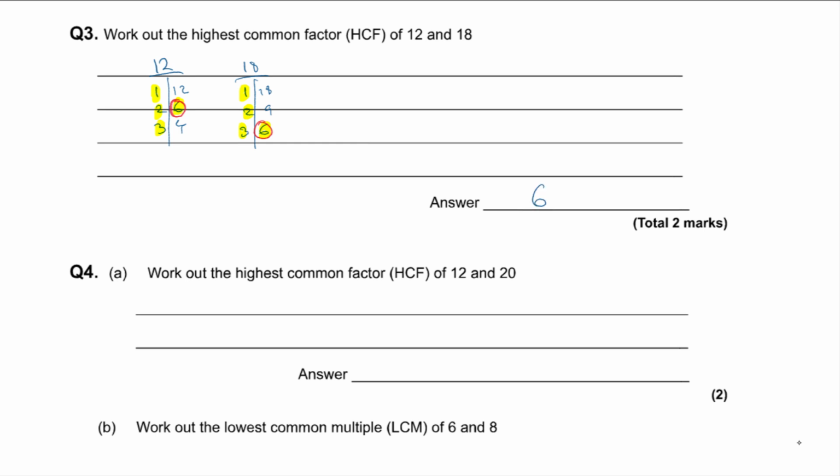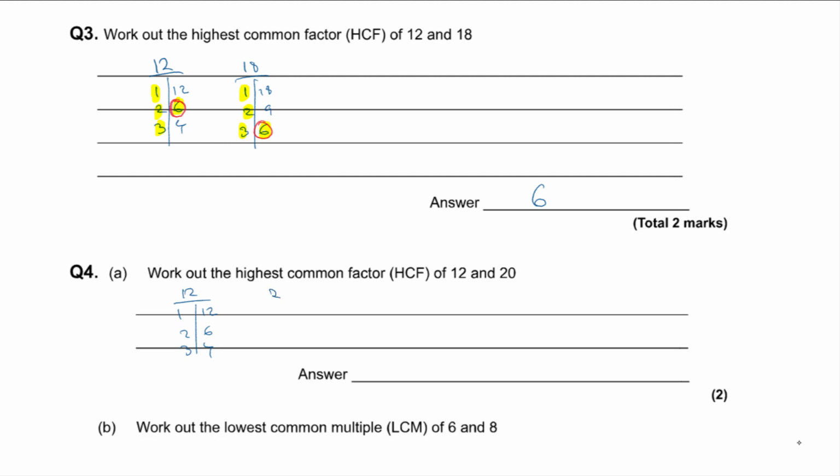4a says work out the highest common factor, HCF, of 12 and 20. Again, these numbers are still quite small. I would just recommend listing out all the factors until you find the one that's common. So factor pairs of 12: 1 and 12, 2 and 6, 3 and 4.